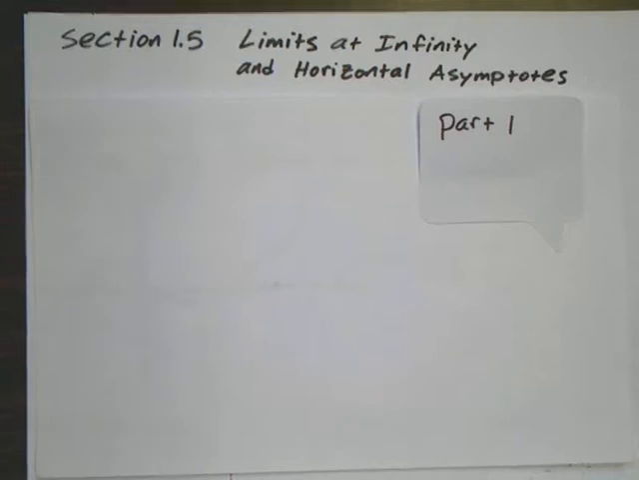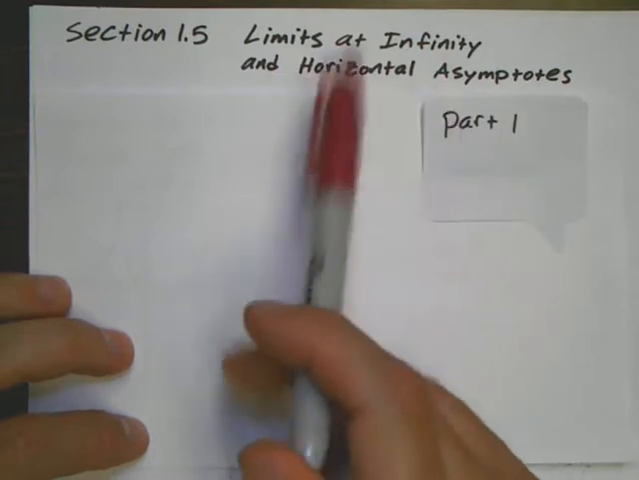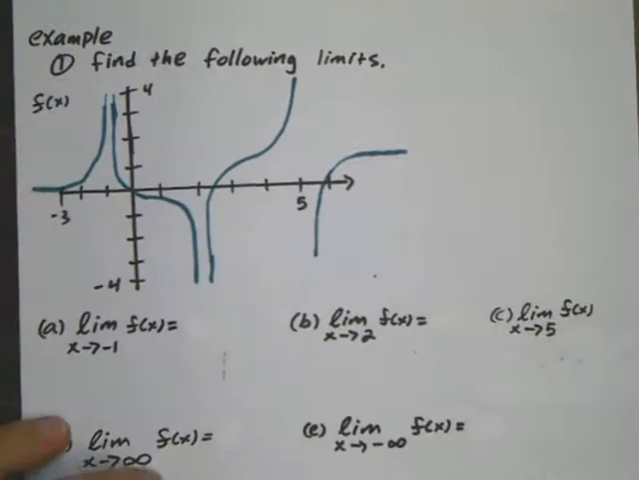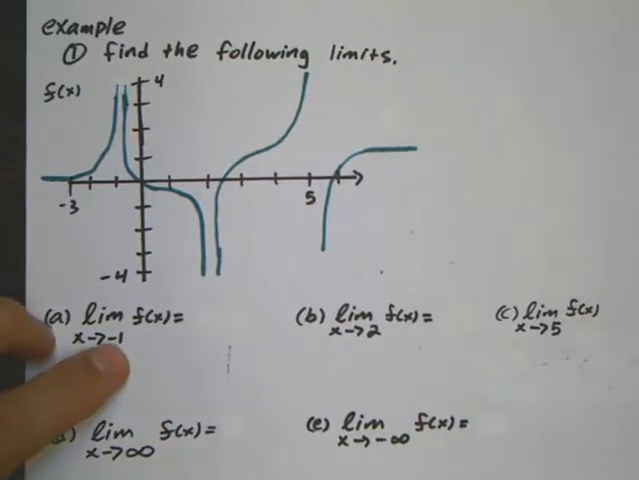This is section 1.5 dealing with limits at infinity, and we'll be discussing various asymptotes, both horizontal and vertical. We're going to revisit the basic notion of what a limit is, and discuss what happens when you approach the same infinity. For part A, the limit as x approaches -1.